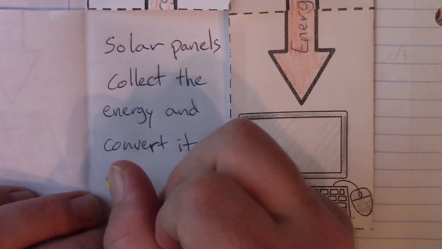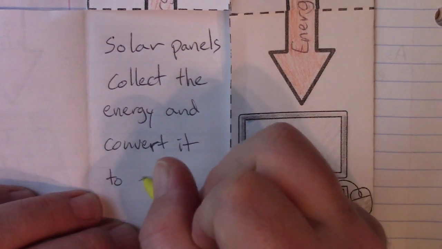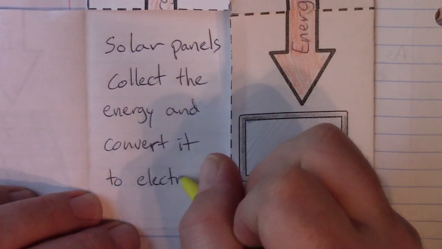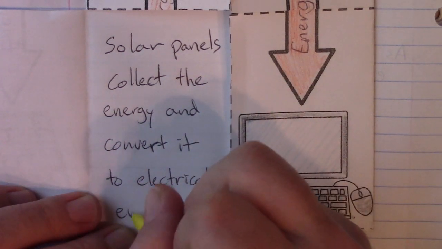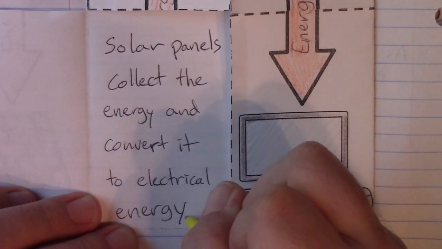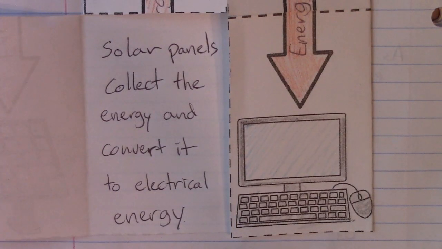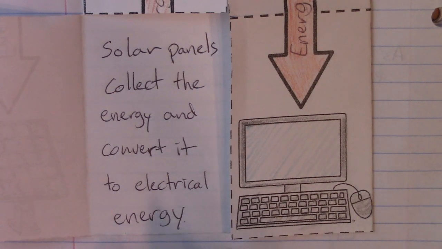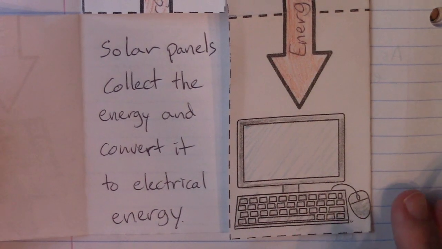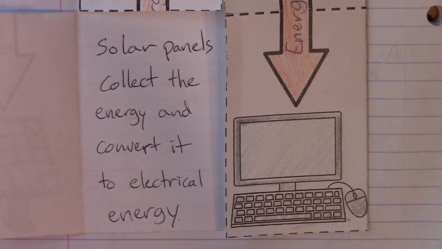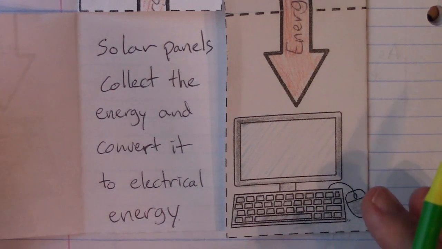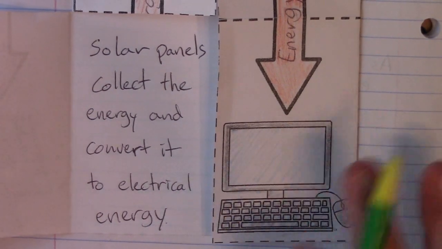And convert it to electrical energy. So solar panels collect the energy and convert it to electrical energy. So now it's no longer light energy, light rays, thermal energy. It is now electrical energy, and then it's stored, and it can be transferred through what we call power grids or electricity grids to different houses, different schools, different businesses, and things like that. Alright, so again, pause it if you need to catch up.